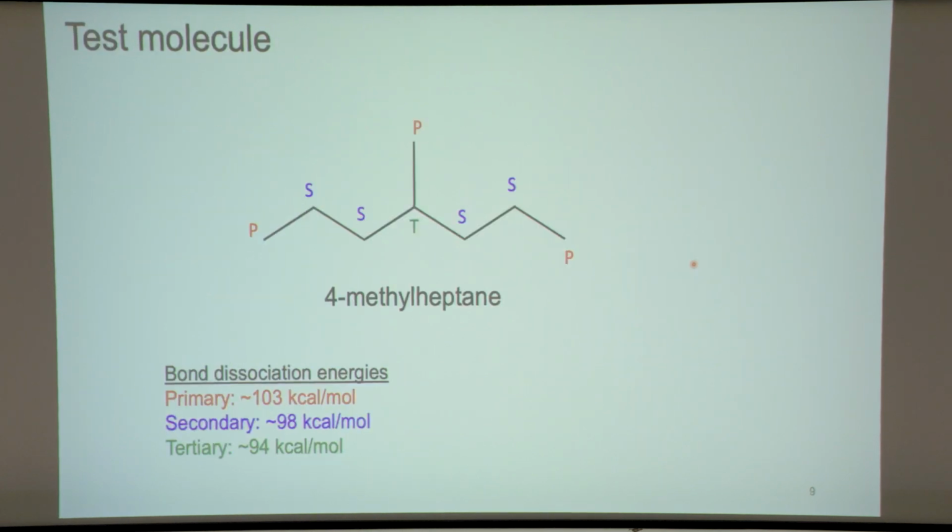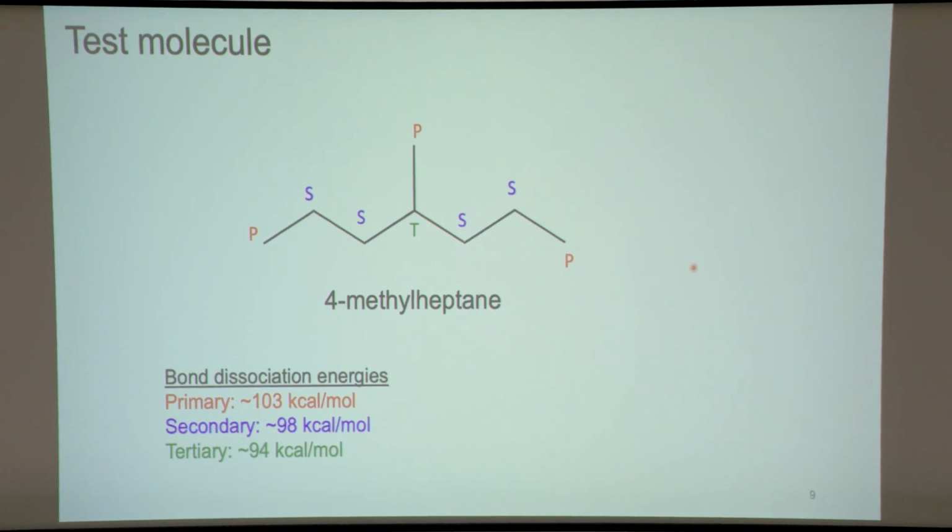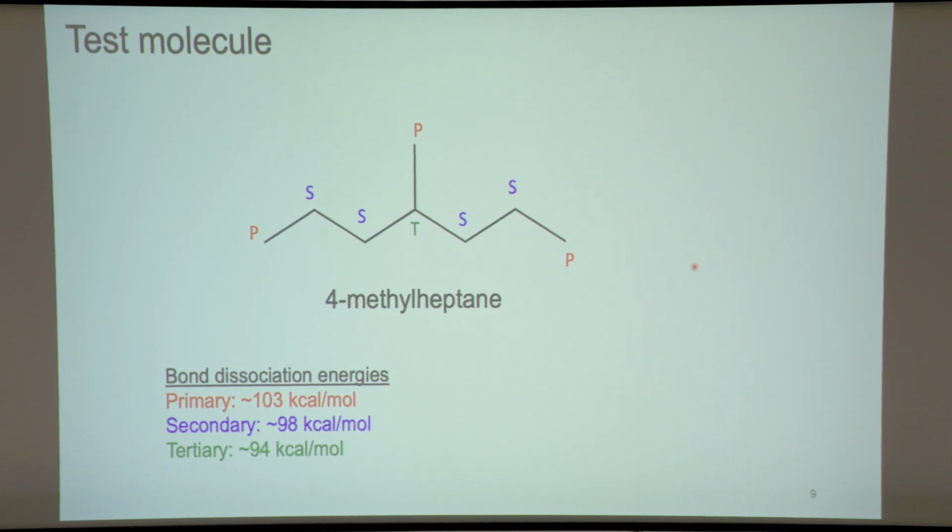Okay, so let's start building a model. This is our model, okay? This is our molecule for our test. It's called 4-methylheptane. 4-methylheptane is an isomer of octane with a methyl branch in the middle. I just chose it for example. It could be any molecule you could pick.